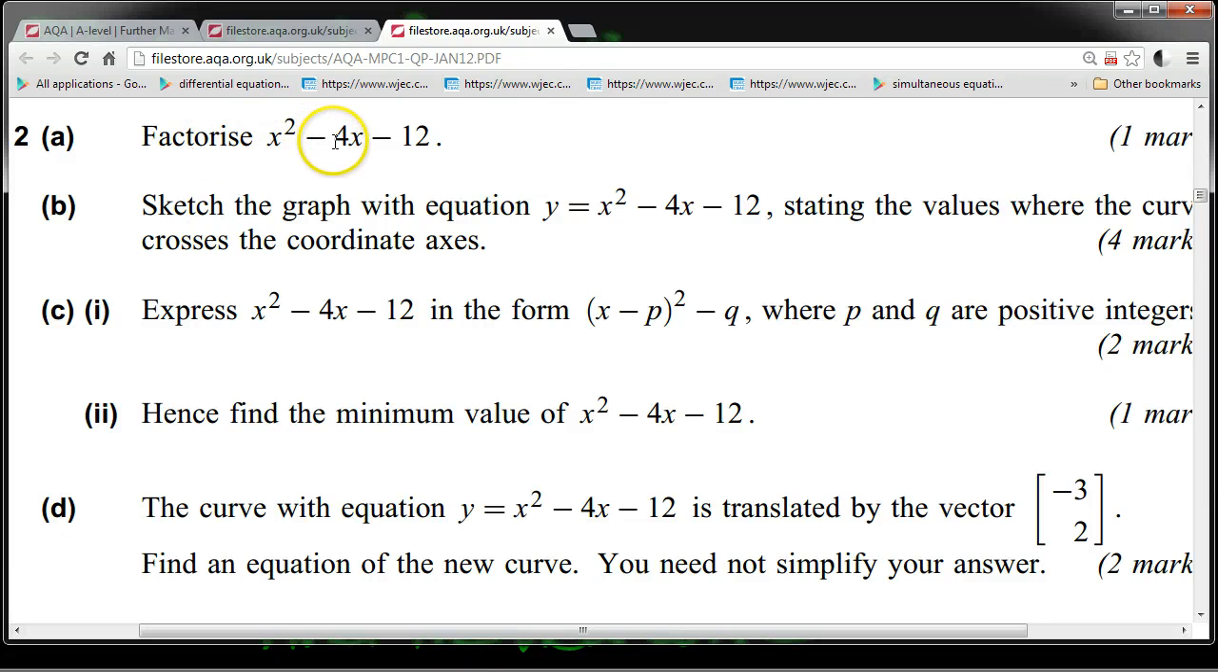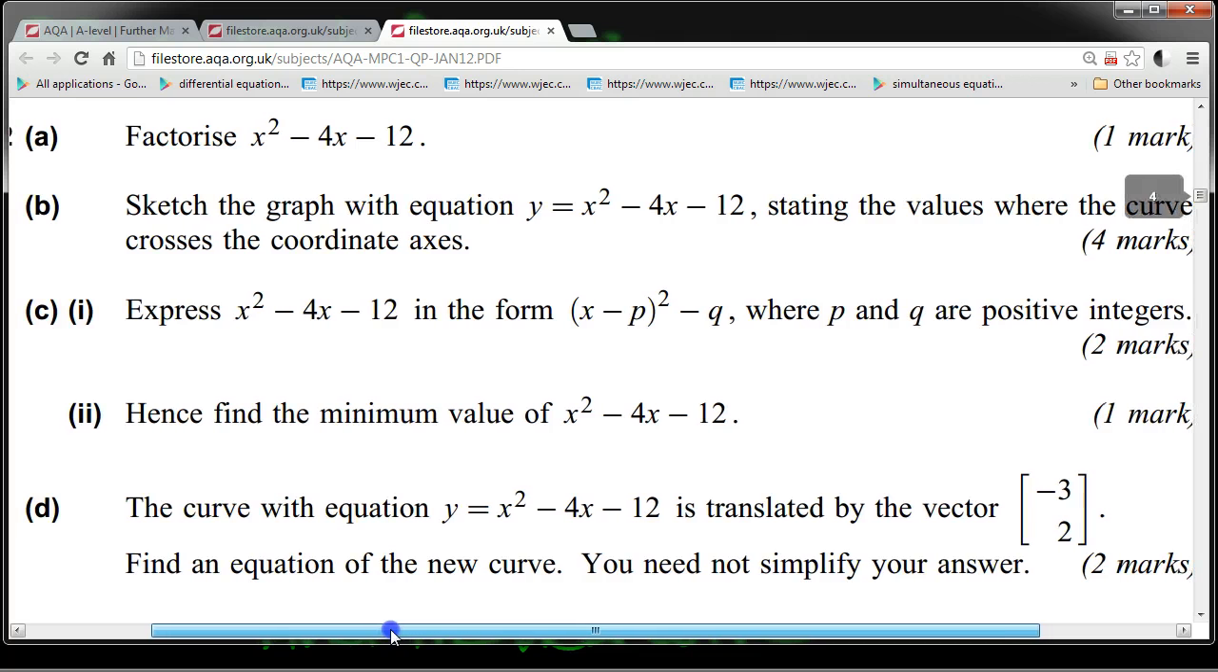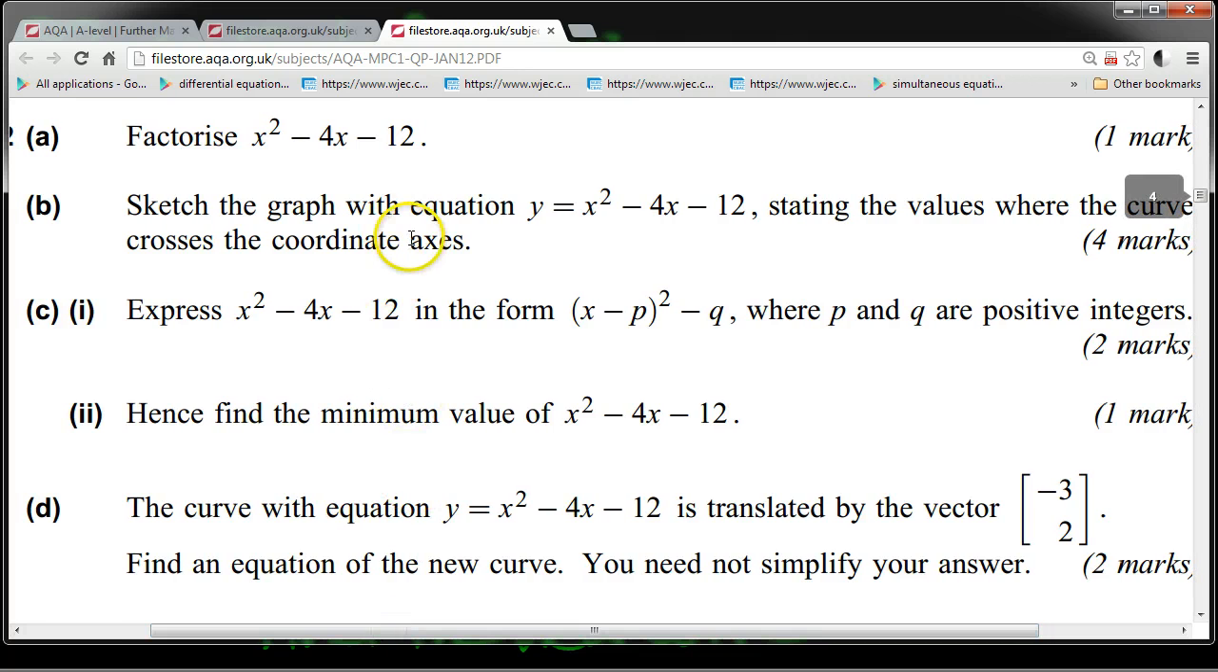Factorize x squared minus 4x minus 12. Sketch the graph with this equation, stating the values where the curve crosses the coordinate axes. Express the quadratic in the form of this, where p and q are positive integers. Hence find the minimum value of this quadratic. The curve with equation here is translated by the vector minus 3, 2. Find an equation of the new curve. You need not simplify your answer.